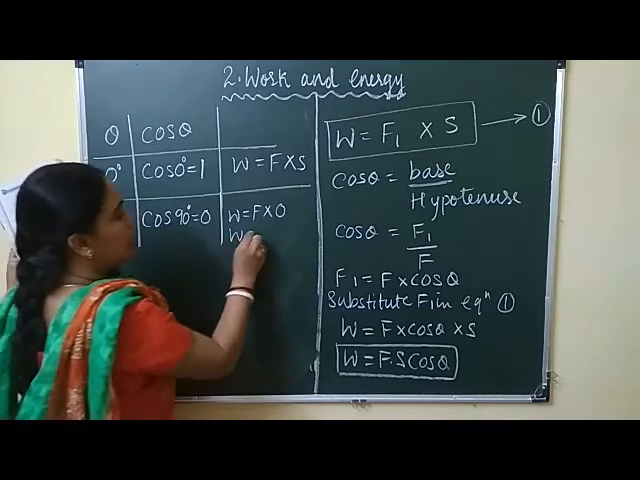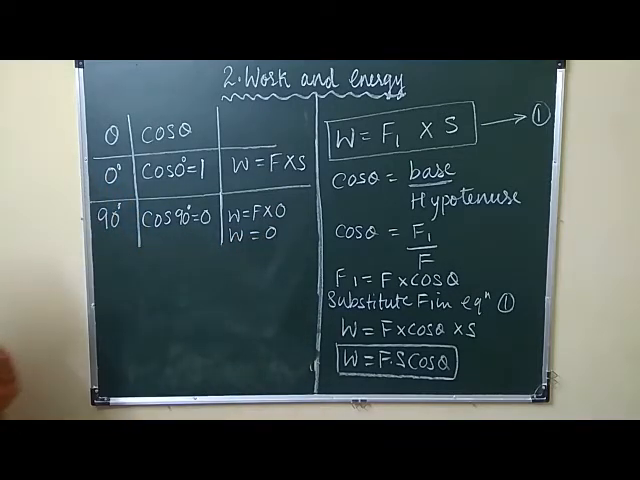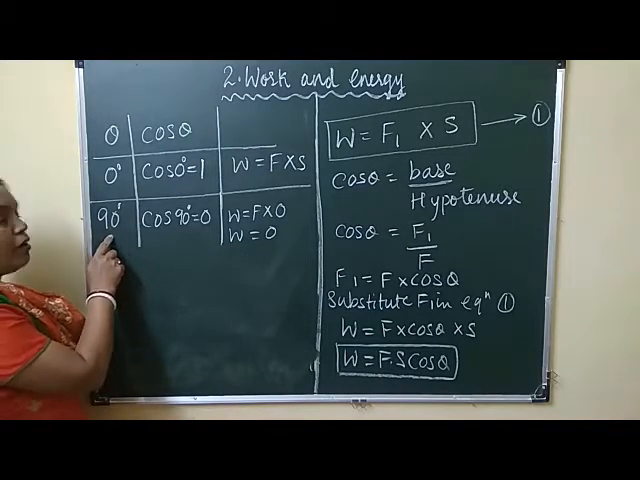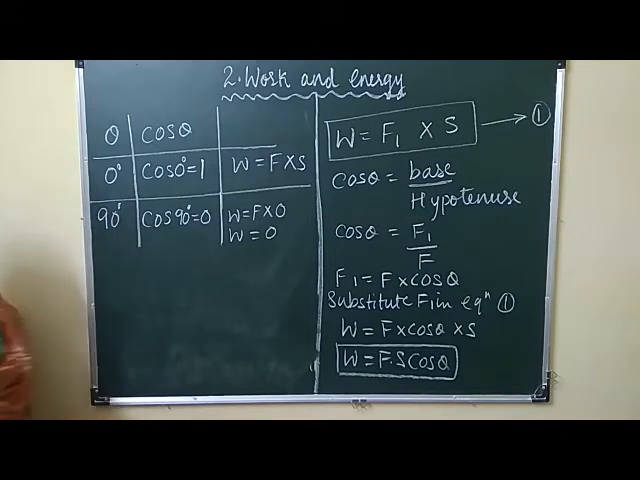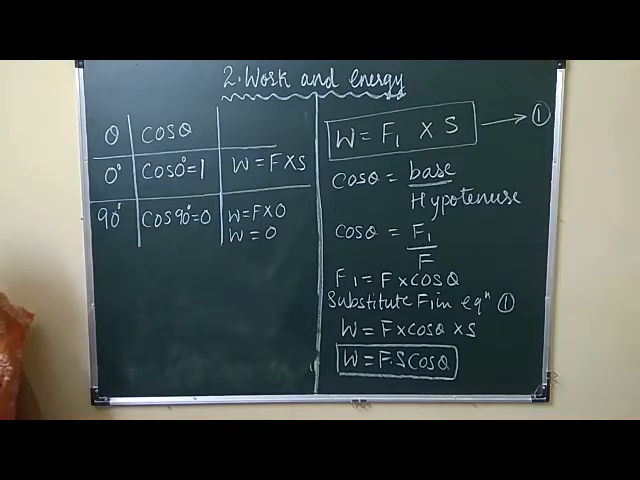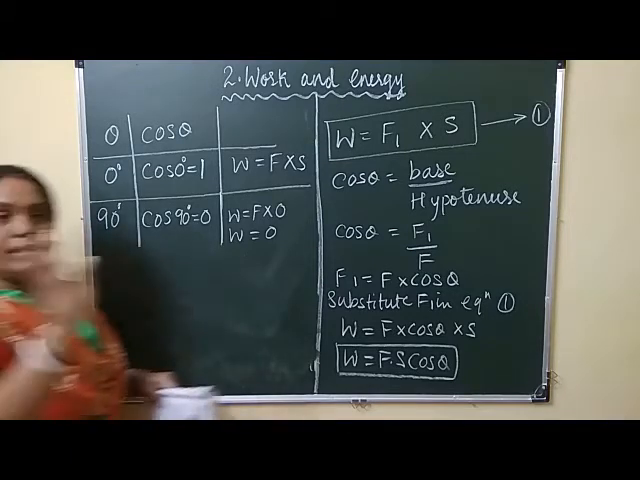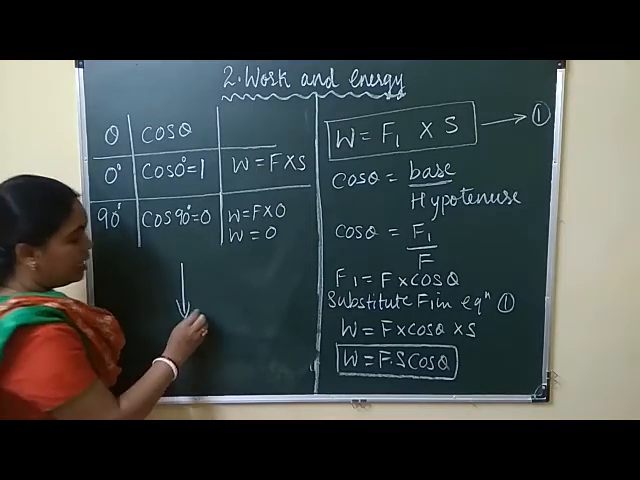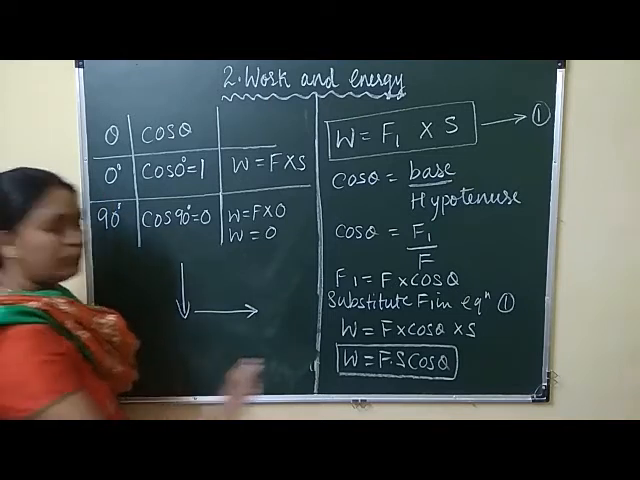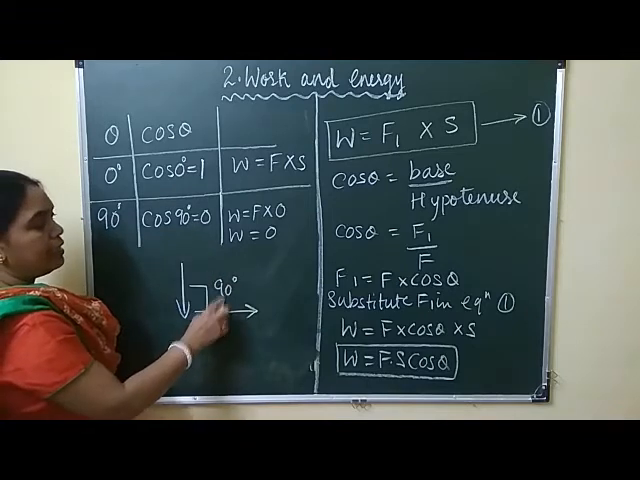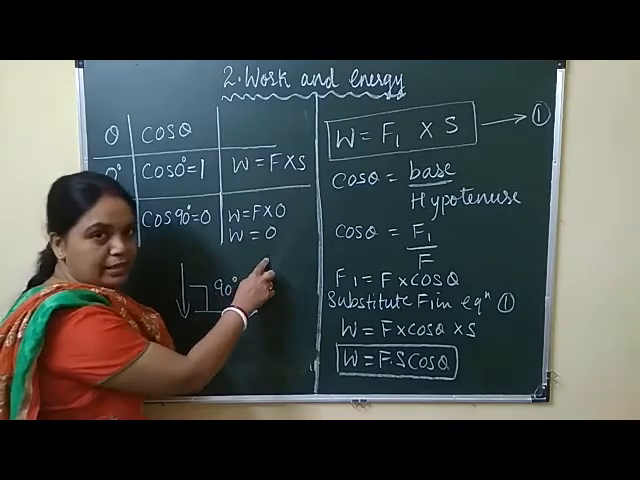So W becomes 0. That means when the applied force makes an angle of 90 degrees with the displacement, the work done is 0. For example, the coolie is carrying luggage on his head and the direction of force is downward, gravitational force, and the displacement because of the movement of the coolie makes 90 degrees. So cos 90 degrees is 0, work done is 0.